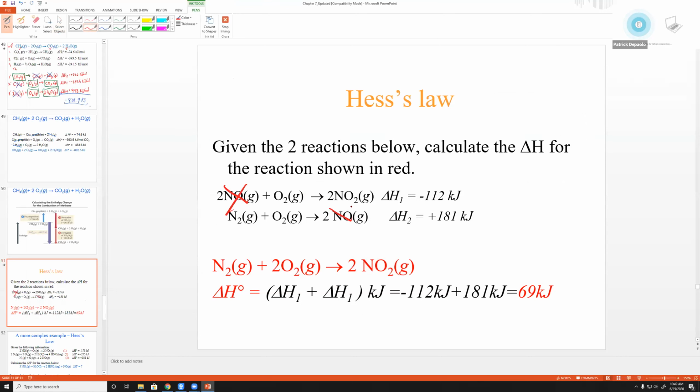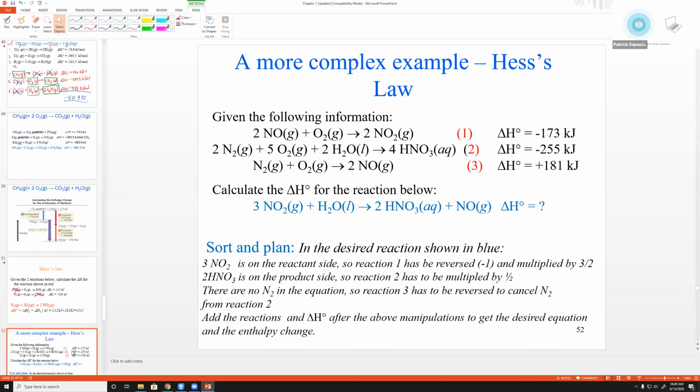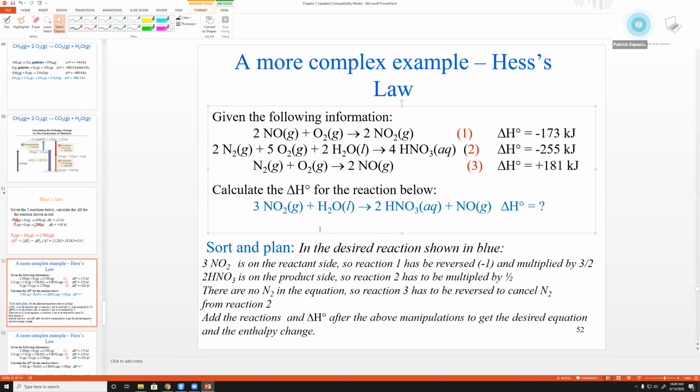So then you add all these up, you get this equation, and then you just add up the enthalpies, and you get 69 kilojoules, and that is your enthalpy of the reaction. So you have to manipulate the equations. This is too basic, but you're going to have to manipulate the equations, and there may be 3 or even 4 equations, and you have to manipulate them to figure out the answer. So let's do this one as a more complex example.